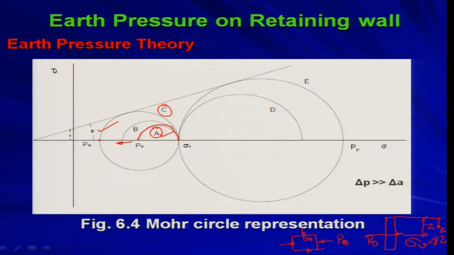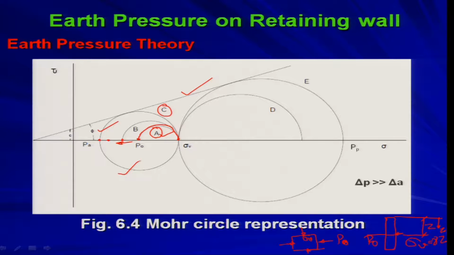The only change is happening in the lateral pressure, which is your sigma 3, this point basically. This point is gradually moving in this direction, and ultimately it will come to this location where the Mohr circle will be touching the Mohr-Coulomb failure envelope. So, this is your active pressure circle. This circle, circle C, is your active pressure circle. From this circle you will get the information about the active pressure.